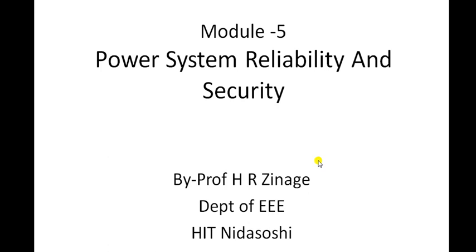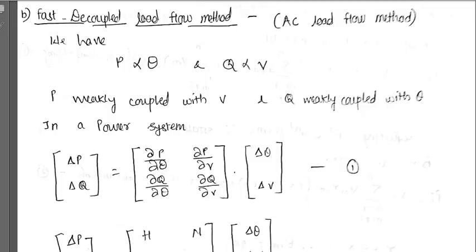We will discuss here power system reliability and security. In the previous discussion we have seen contingency evaluation and the two techniques used for it. The first technique is DC load flow analysis, which we have already discussed. In today's lecture we will be discussing the AC load flow analysis method, which is also alternately known as the fast decoupled load flow analysis method.